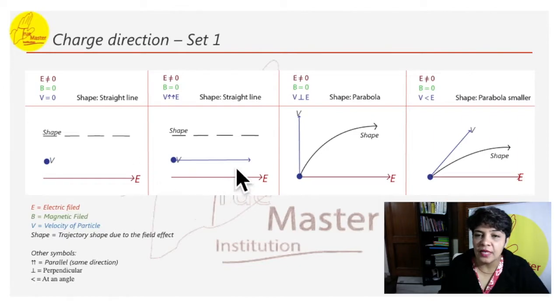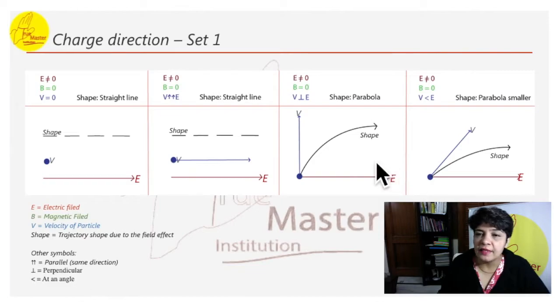Okay, now let's look at case 2. The electric field is not equal to 0, meaning it has some value. The magnetic field is 0. The charged particle is parallel to the electric field. If you see these two double lines, it means the particle has some velocity and it is parallel to the electric field. This is the direction of the electric field, and the charged particle is moving parallel. Therefore the resultant trajectory is a straight line.